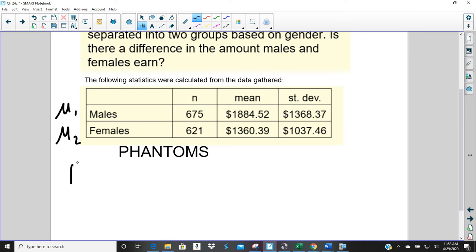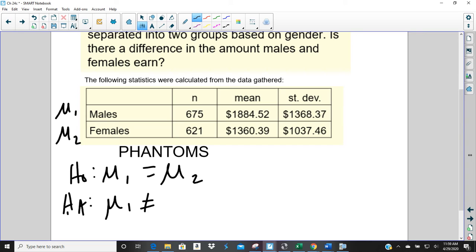So our null hypothesis, and again, if you want to move ahead, you want to pause this, do the work, and then check your work, that would be great. Null hypothesis is going to be mu1 is equal to mu2. The alternative hypothesis, that should be an H, I don't know why I wrote a mu. The alternative hypothesis is going to be mu1 is not equal to mu2. Don't forget that mu1 minus mu2 is equal to 0.